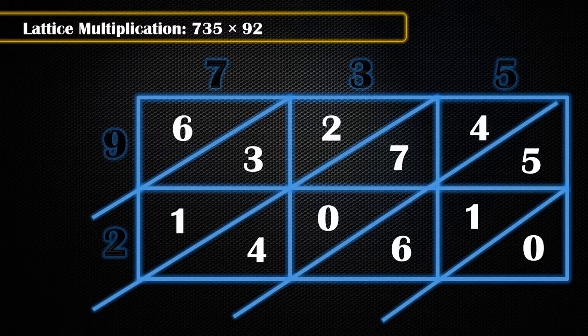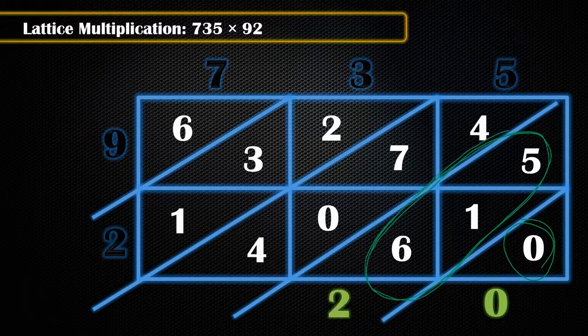Now, we can move on to the simpler step, which is just adding. Right here, we have nothing to add the 0 to, so it's just going to stay at 0. On the next one, it's going to be 5 plus 1 plus 6, which is 12. So it's going to be a 2 there and the 1 over here for the tens place.